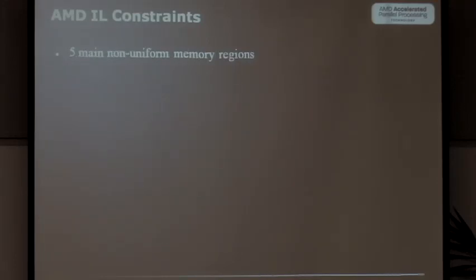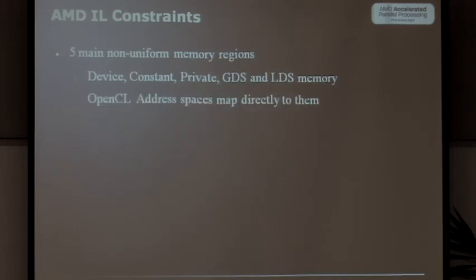Then going on to the memory regions, we have 5 different non-uniform memory regions: device memory, constant memory, private memory, GDS, which is an L2 software managed cache equivalent, and then LDS, which is an L1 software managed cache equivalent. OpenCL address spaces map directly to all of them except for GDS. There is no OpenCL address space that maps to that.